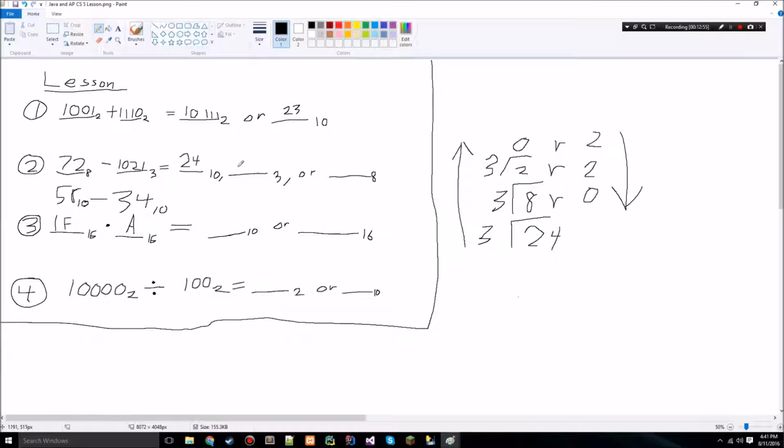So 220 in base 3. We can go ahead and check that if we want. So this is the 1s, this is the 3s, and this is the 9s. So 9 times 2 is 18, plus 2 times 3 is 6, so 18 plus 6 is 24.